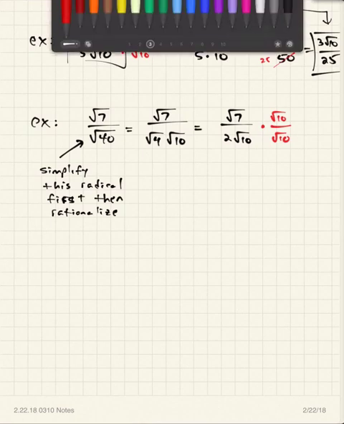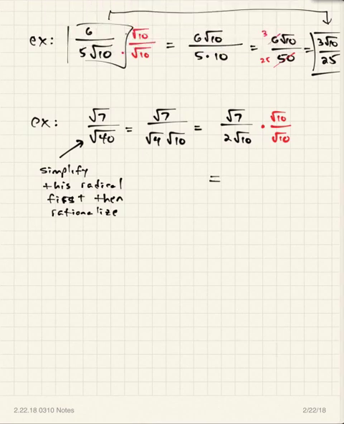Right, and then when you've done that, you end up with the square root of 70 in the numerator. And then in the denominator, you go 2 times the square root of 10 times the square root of 10 is 10. And so you have the square root of 70 over 20. One of those is a square root, the other one's not. There's absolutely nothing you can do with that. The square root of 70, believe it or not, does not simplify.